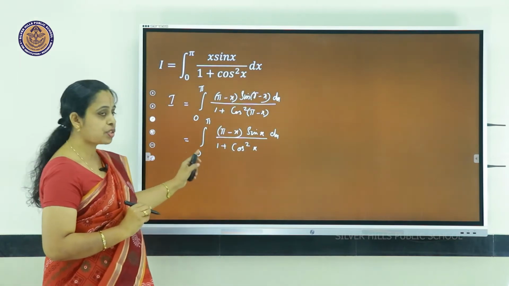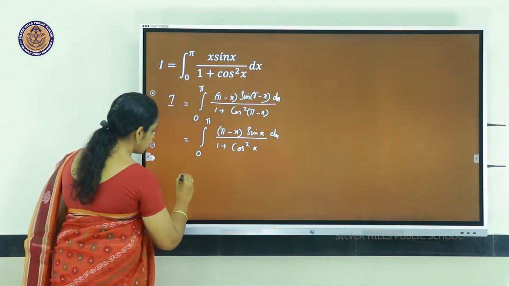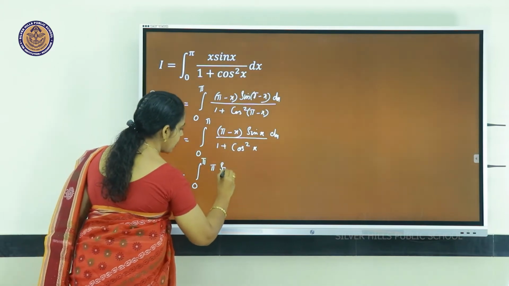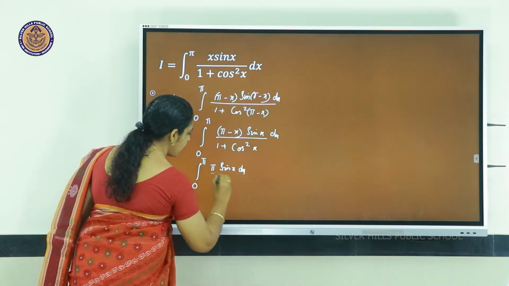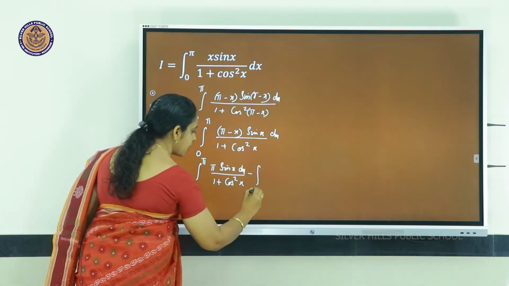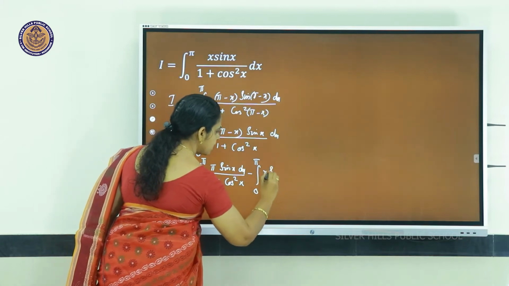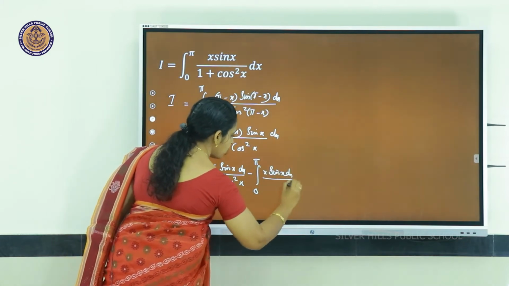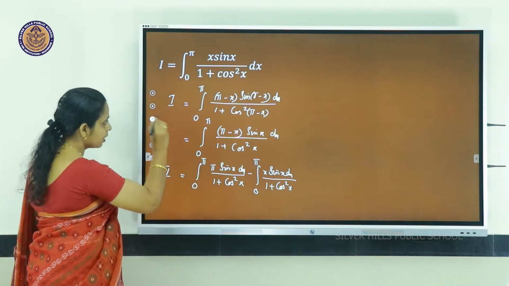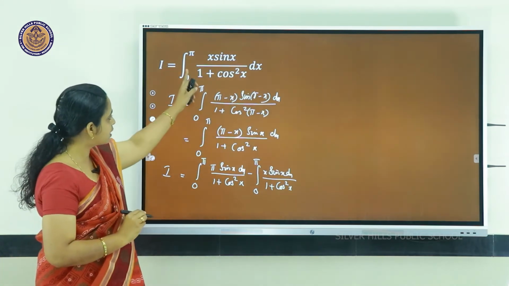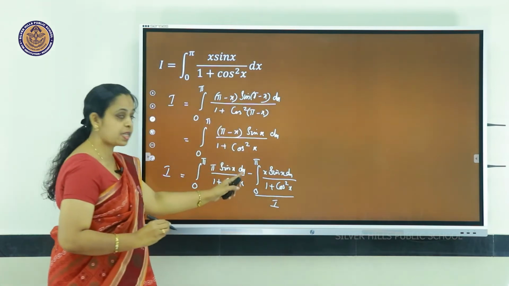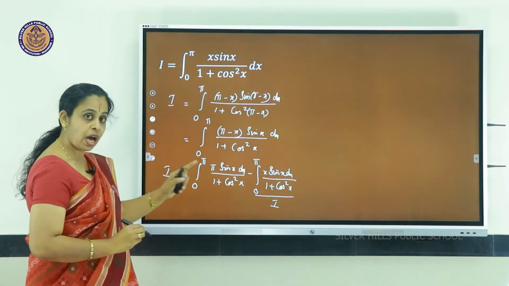Now, let us split this into two integrals: integral 0 to pi pi sin x dx divided by 1 plus cos square x, then comes minus integral 0 to pi x sin x dx divided by 1 plus cos square x. The left side was our I, and you can see here the same integral, isn't it? So, this is our I. Actually, it is minus I, and when it comes to this side, it becomes I plus I.